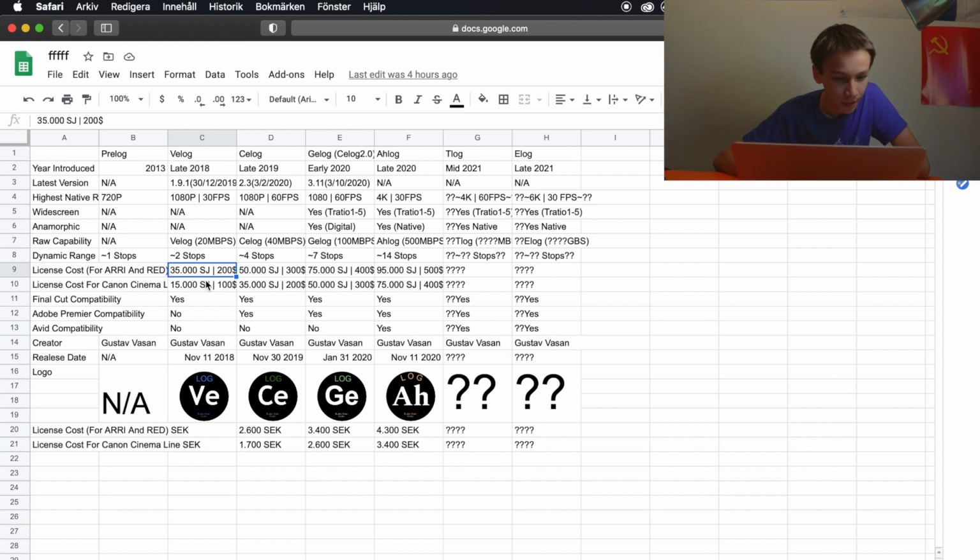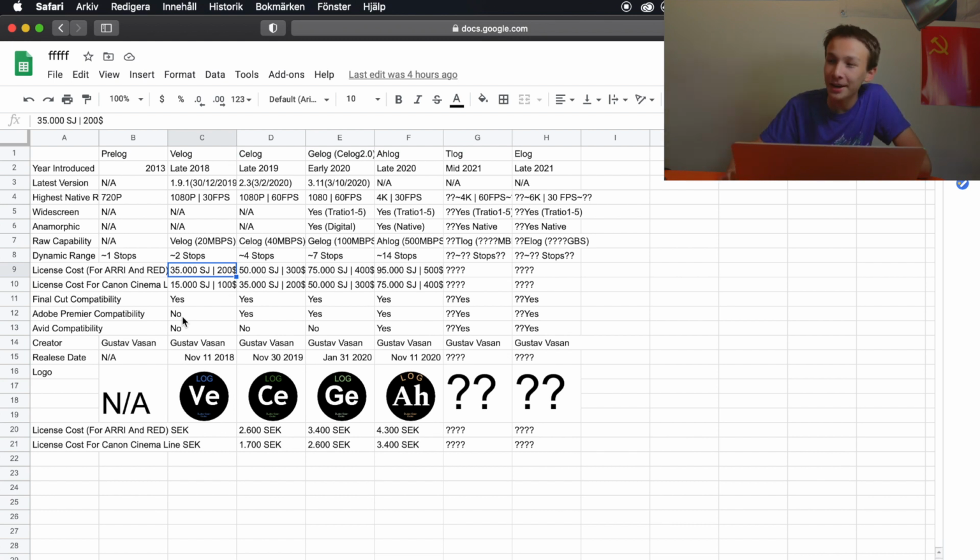So it all depends. Final Cut compatibility, yes. This was one of the main issues with it. We didn't support Premiere, which is kind of weird, mainly because I use Final Cut, but that was fixed in the next version. Release date, November 11th, 2018. So, what is that, almost 2 years ago? This was the logo. I don't know if you guys can see that. It's kind of small.